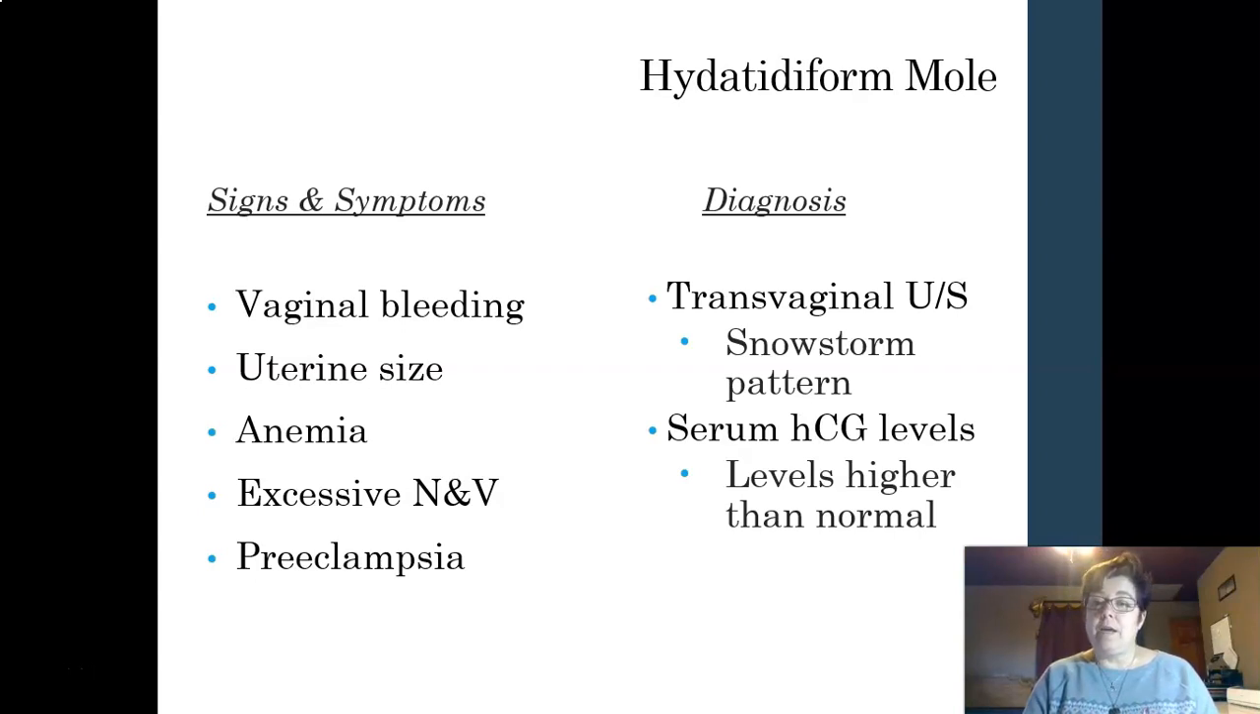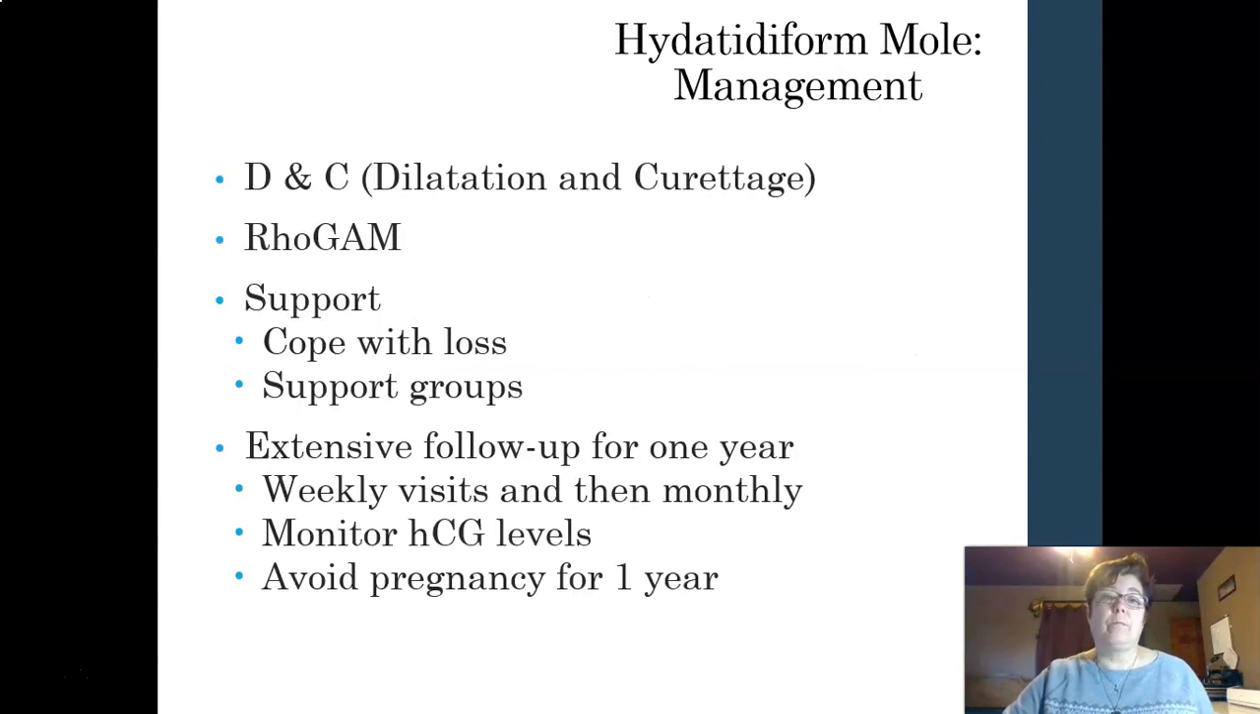Also, they will draw HCG levels. Remember that the HCG levels are the markers for pregnancy, and this level will be higher than what it should be during a normal pregnancy with a fetus in the uterus, because the tissue inside the uterus, that trophoblastic tissue, secretes HCG. So you're going to have higher than normal levels of HCG.